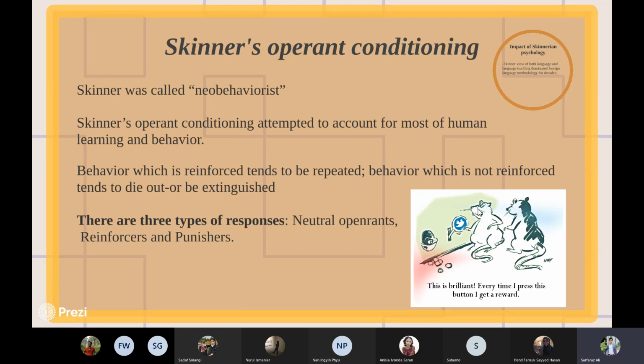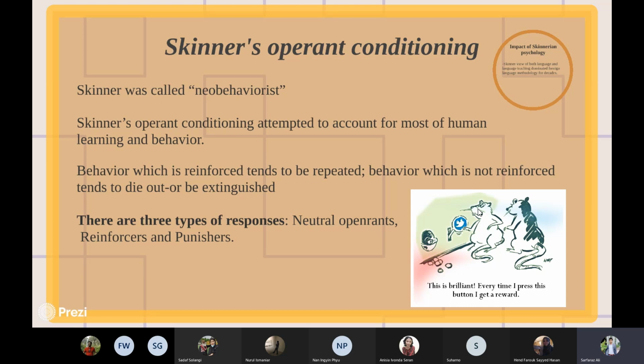And the second theory is Skinner's operant conditioning. Skinner was called the neo-behaviorist because in 1938 he published his book, The Behavior of Organisms. With this book, he made himself one of the famous psychologists of the United States.